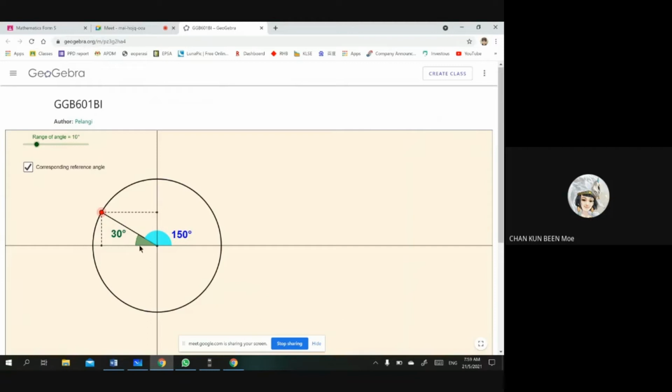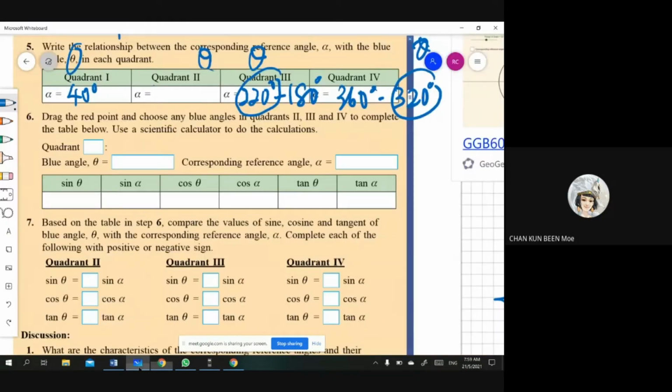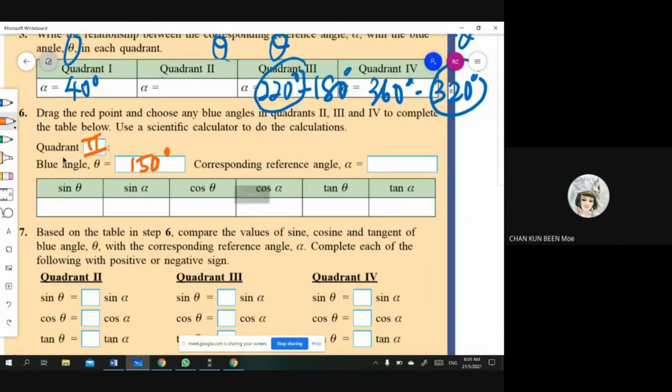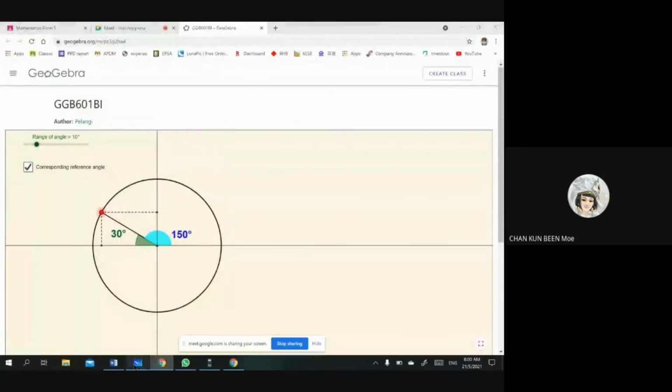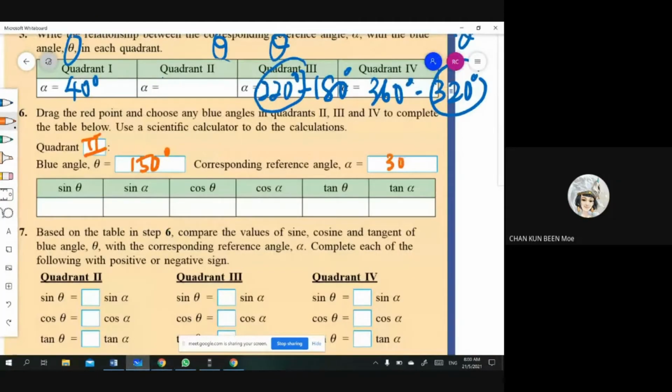So remember this, the theta right now is 150, so I'm going to fill in this part over here. We are using quadrant 2 right now. We just do one quadrant. I show you one quadrant will do. After that, the blue angle is 150 degrees. Can you tell me how much is the corresponding angle of the alpha? 30. How much? 30, very good. So it is 30.